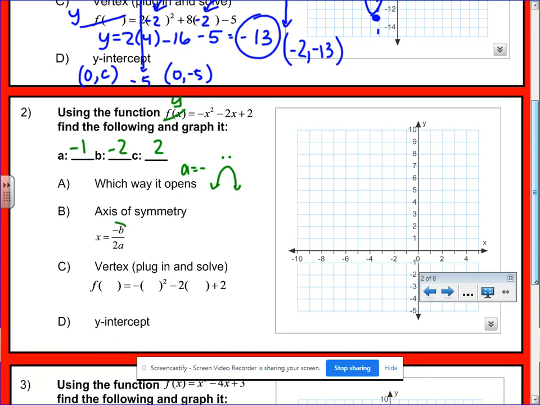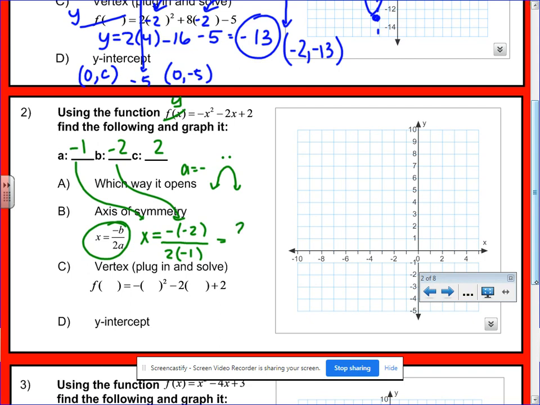Axis of symmetry: x equals negative b over 2a. So x equals negative or opposite of 2. So negative of negative 2. That is so important that you have both of those negatives in there or else your axis of symmetry will be wrong. And then over 2 times a, which is negative 1. Okay, count your negatives here. 1, 2, 3. So my answer is going to be negative.